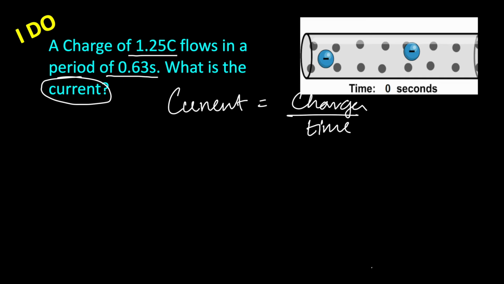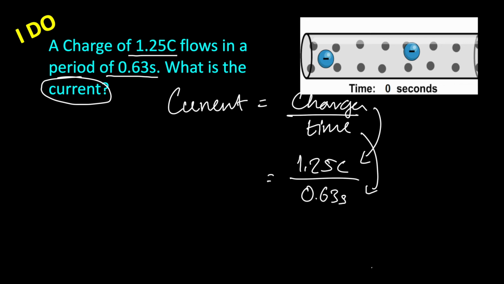Now we simply substitute into our equation. Our charge is 1.25 coulombs, and our time is 0.63 seconds. We don't know our current, that's what we're meant to work out, so I'll leave that as I. We can simply put this into our calculator, and our current value is 1.98 amperes, or amps. This is a fairly simple one.